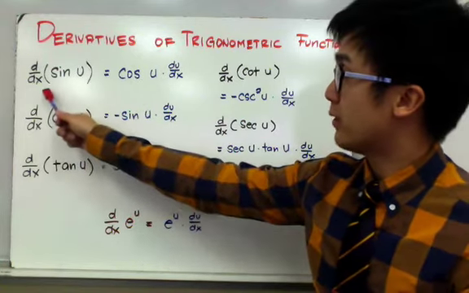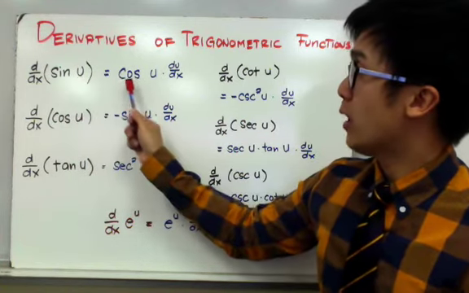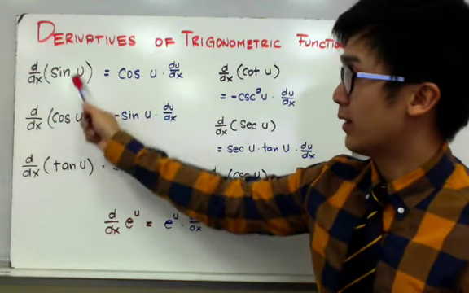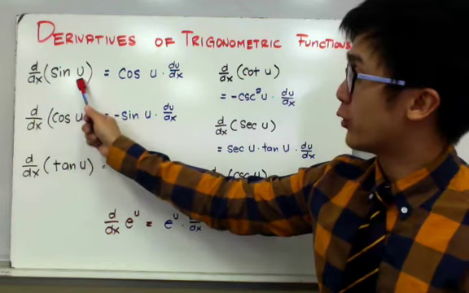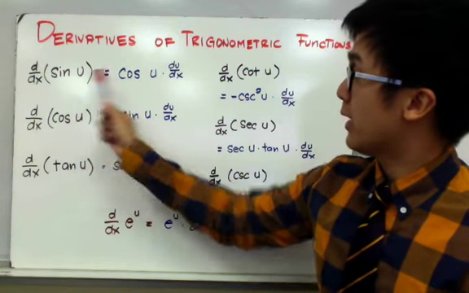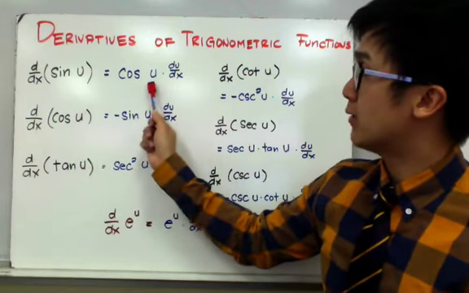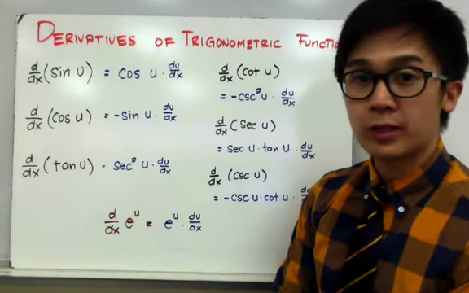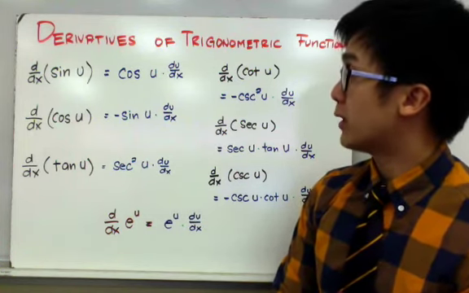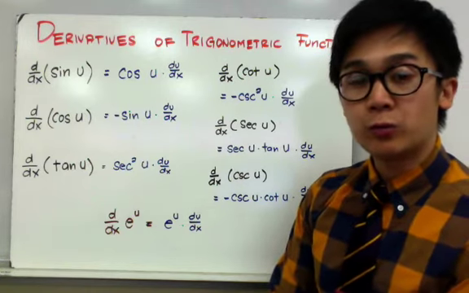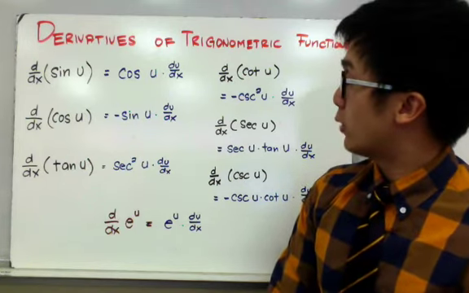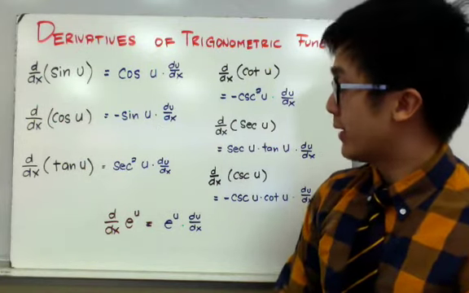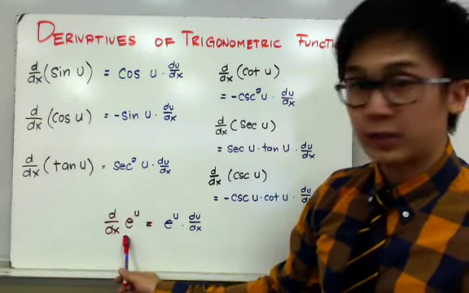For example, the derivative of sine u will be equal to cosine u du dx, wherein u is the given function or term in your derivative function, and du dx is the derivative of u. So this particular rule for derivatives of trigonometric functions is similar to the chain rule that we had before. We're going to use these 6 trigonometric formulas today, including the derivative of e to the u.